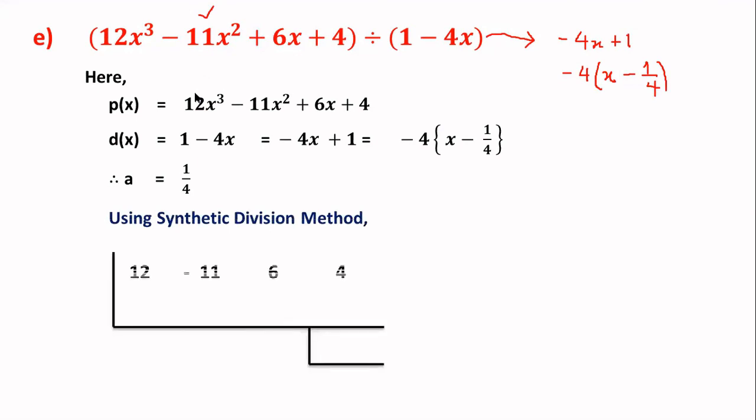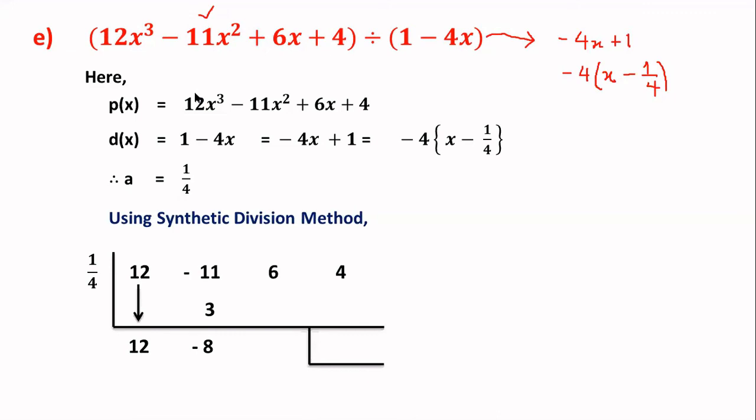Let's write all the coefficients of x: 12, minus 11, 6, and 4. And outside we write 1 by 4. First of all, 12 comes down. Now let's multiply 1 by 4 and 12. When we multiply, we get 3, and that 3 we write below minus 11. So let's simplify minus 11 plus 3. When we simplify this, we get minus 8.